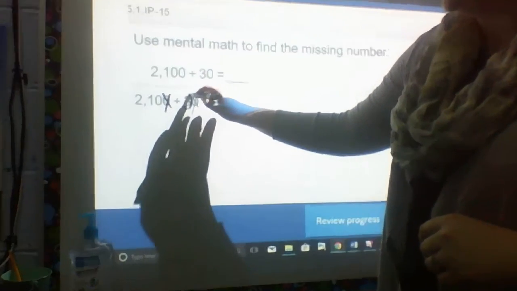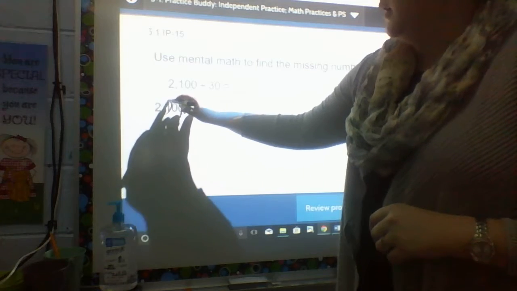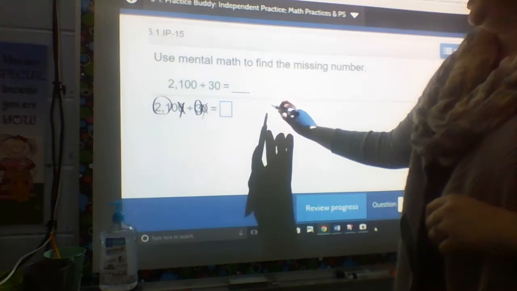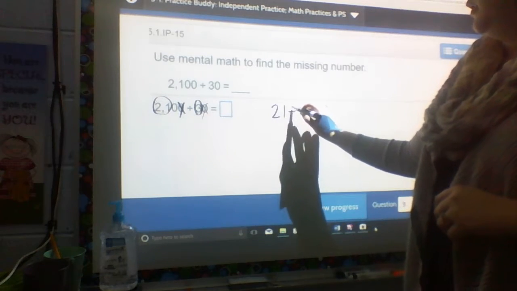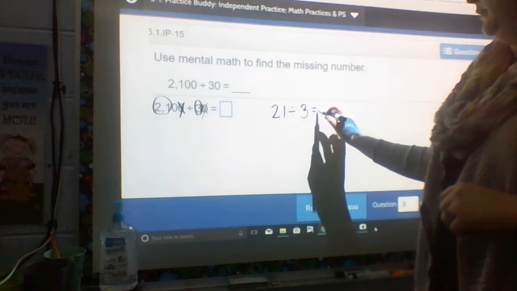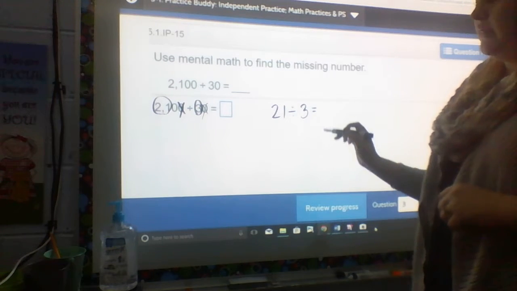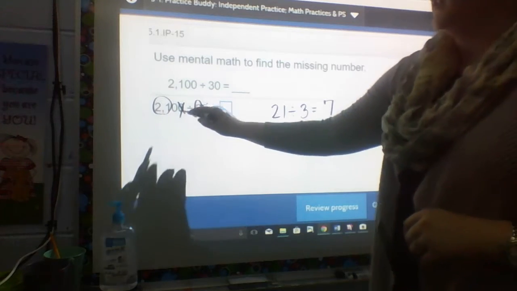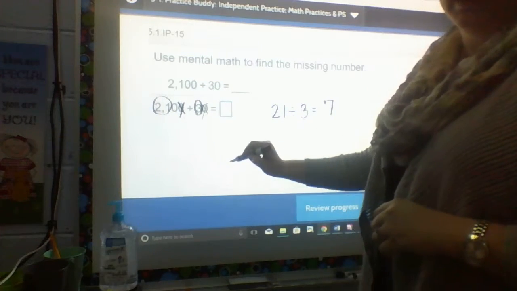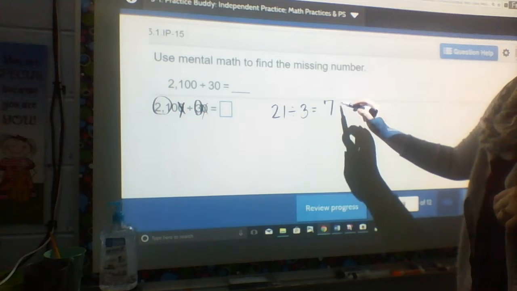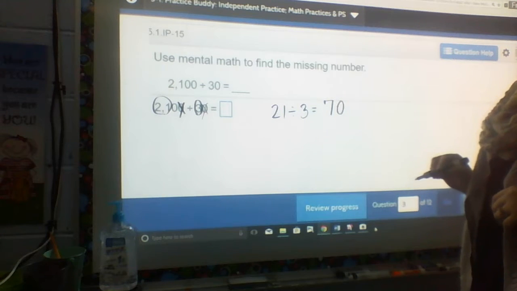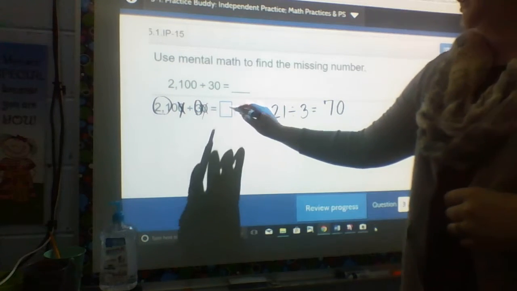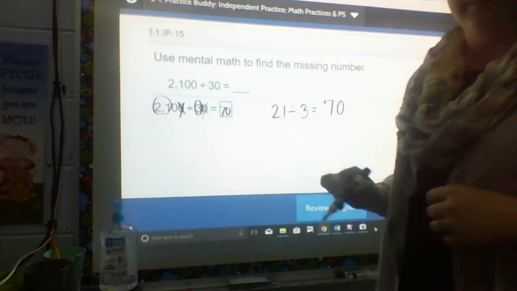My main digits are going to be 3 and 21. So I need to figure out how many times 3 can go into 21. That's going to give me 7. And since I still have 10 left over here, that means I need to put 10 over here, which would give me an answer of 70.